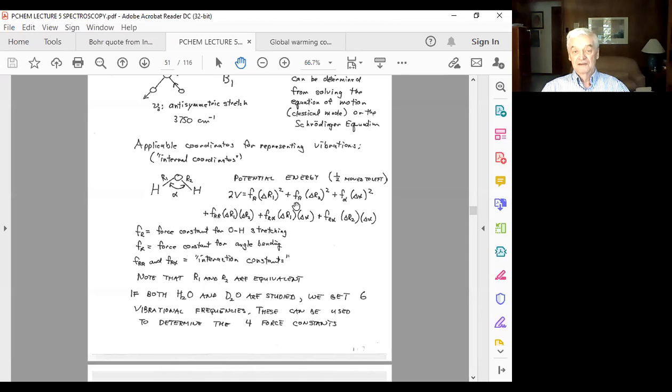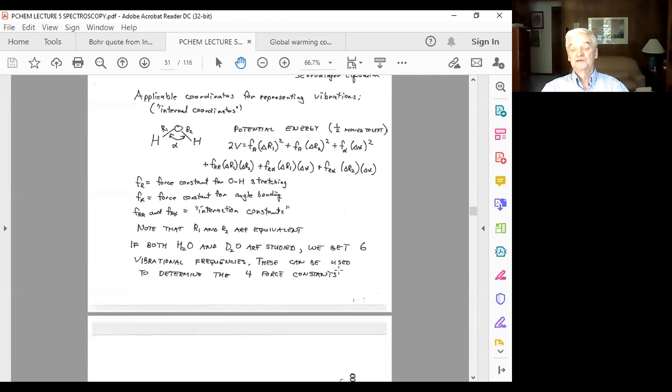I mentioned that you can put this into the Schrodinger equation, but I didn't also mention the fact that you also have to worry about how the mass terms, how the kinetic energy terms change. So if we do both of these isotopic forms, we're going to have 6 vibrational frequencies, and we only need to determine 4 constants. So that's pretty readily done to calculate the force constants of the water molecule.